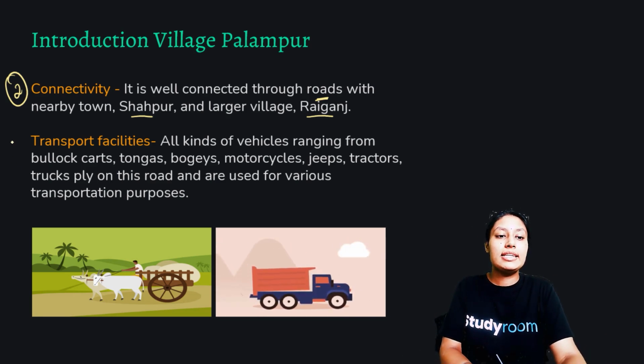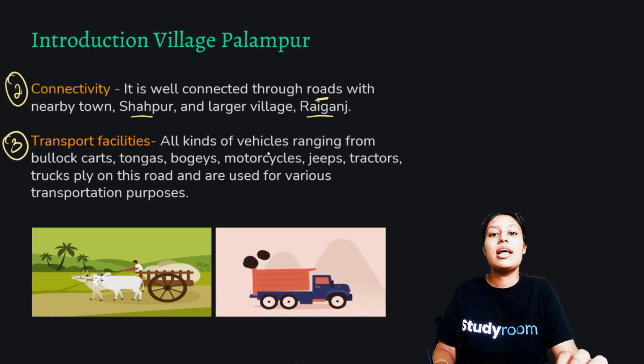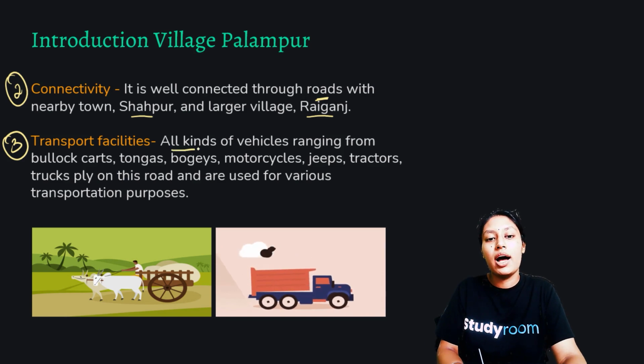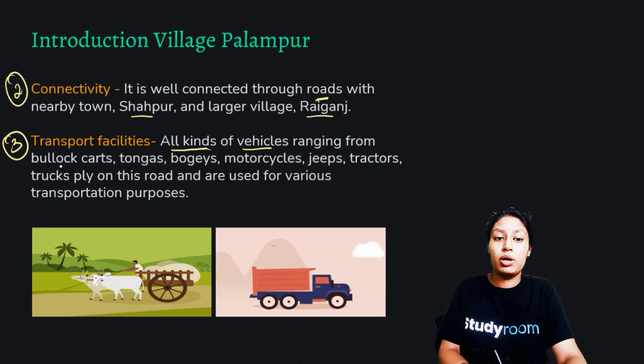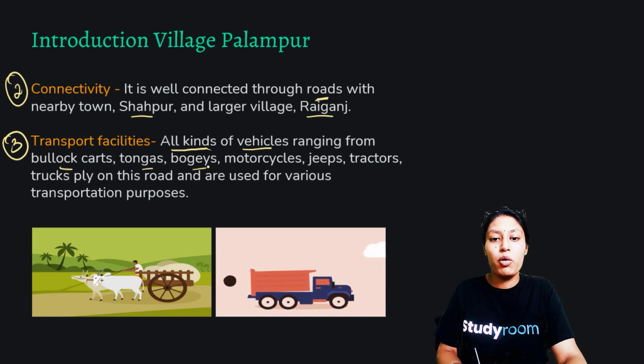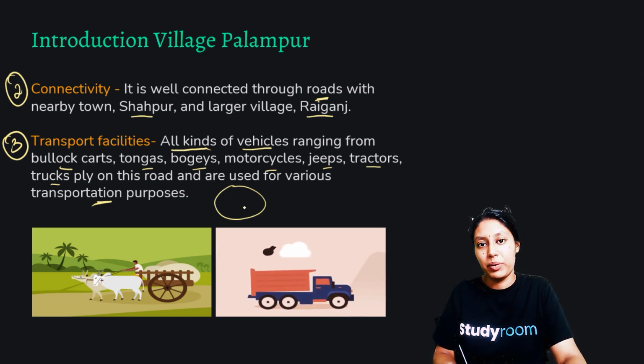Okay. Third is its transport facilities. So the transport facilities in Palampur are all kinds of vehicles, including bullock carts, tongas, bogie, motorcycles, jeep, tractors, trucks that ply on the road. Okay, and they are used for the purpose of transportation. That's why all kinds of transport facilities are there in Palampur.